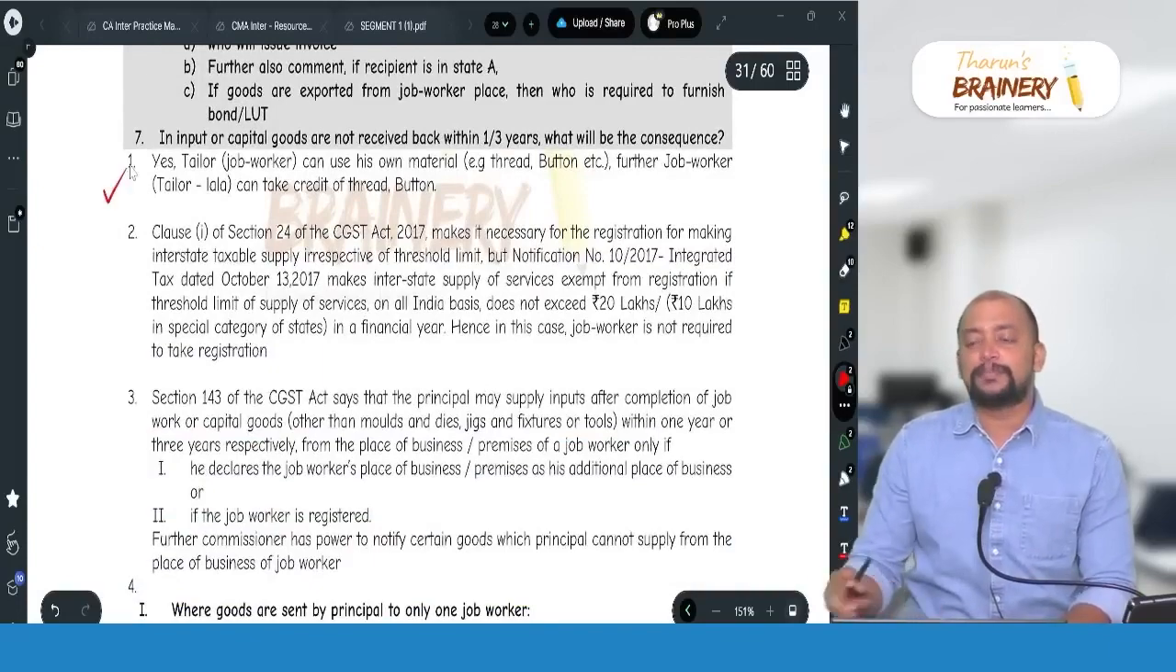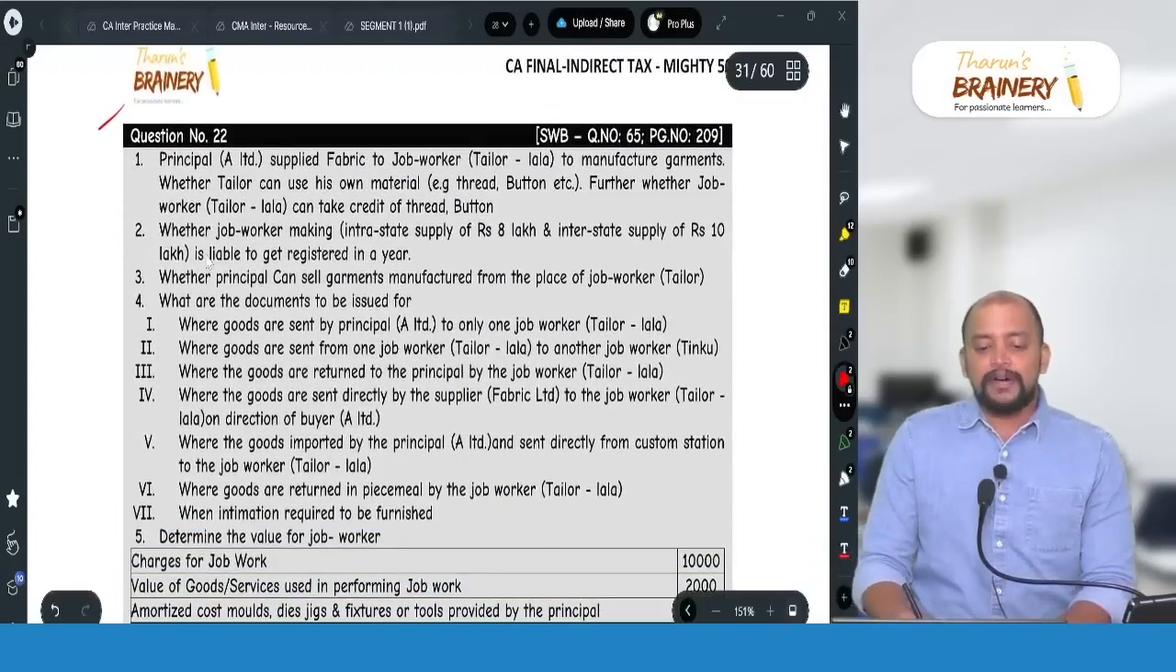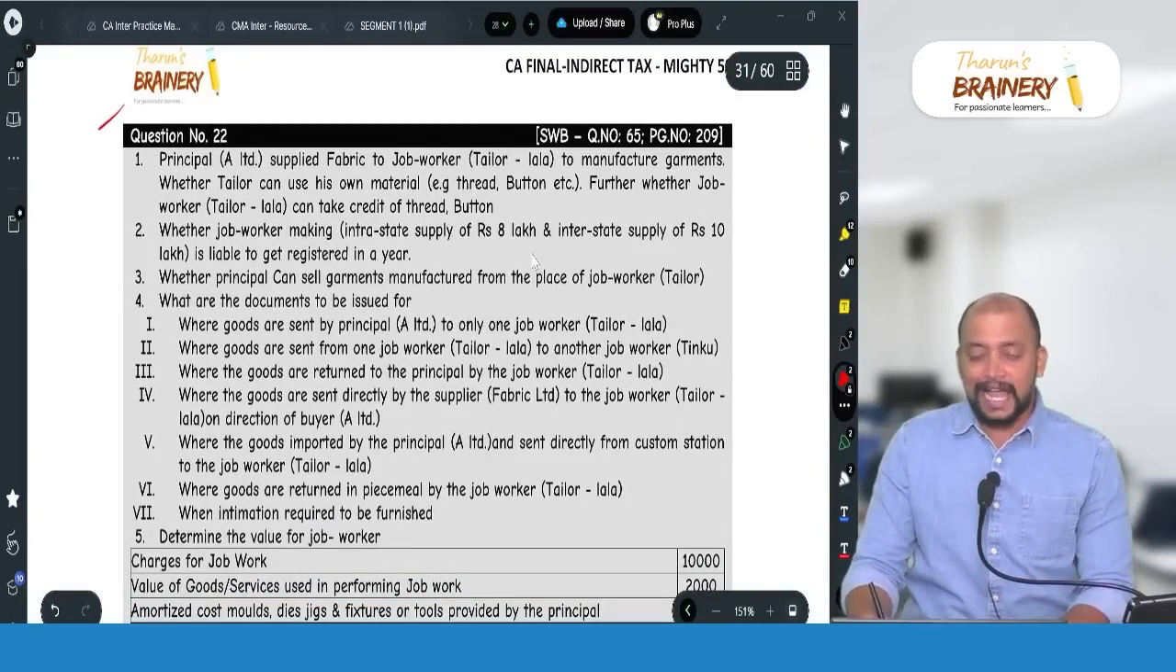They can take credit, provided the job worker is registered. Whether a job worker making intrastate supply of rupees 8 lakhs and interstate supply of rupees 10 lakhs is liable to get registered in a year. So they are making services. No, their compulsory registration will not come.